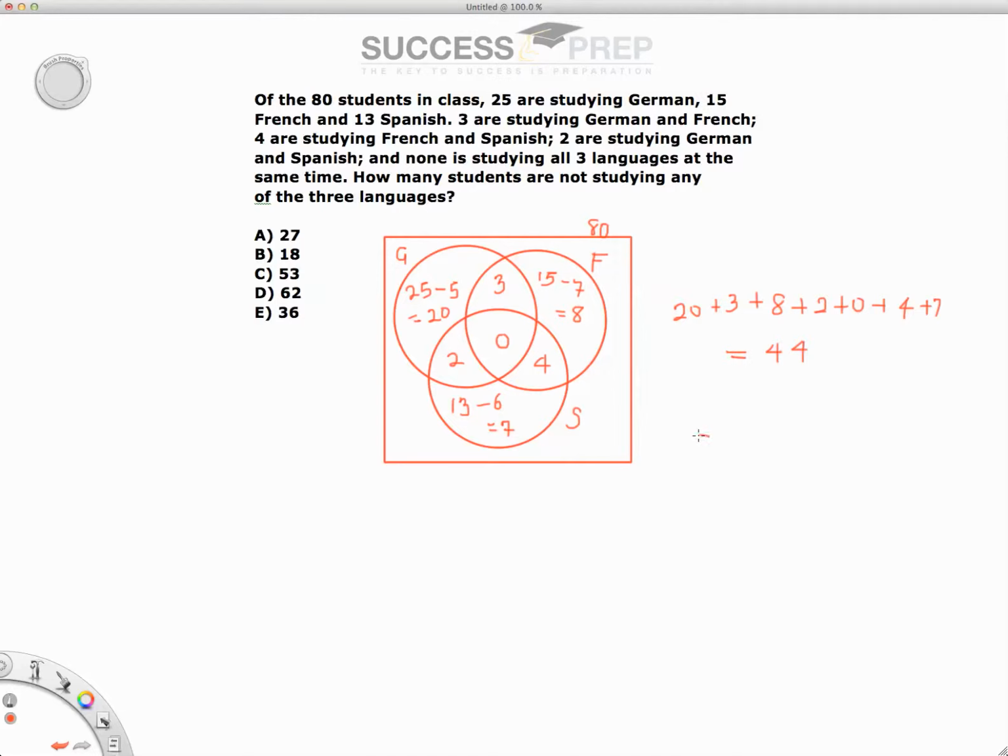So then what you're going to go ahead and do to find out how many students are not studying any of the 3 languages is say 80 minus 44. And in this case, you'd be left with 36, which would equal to an answer choice of E in this case.